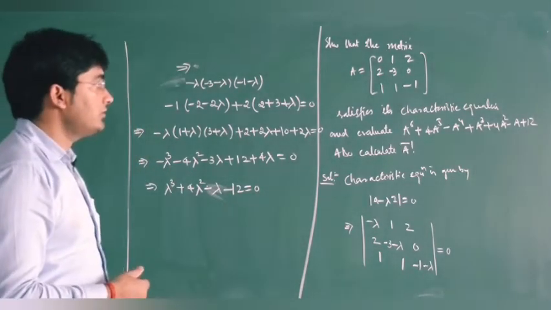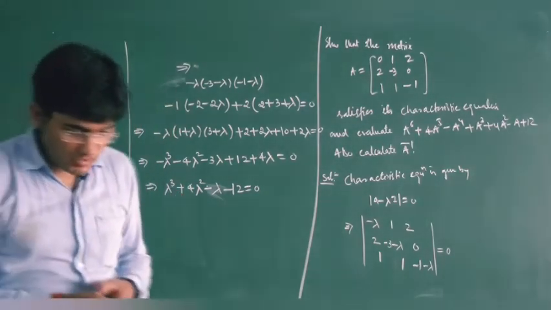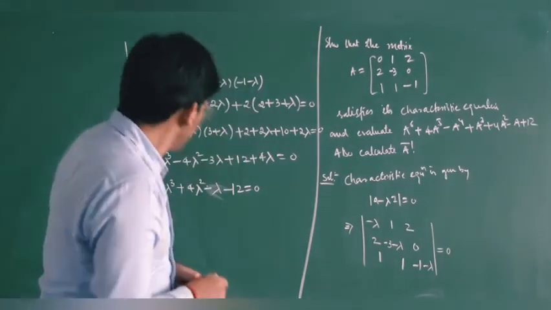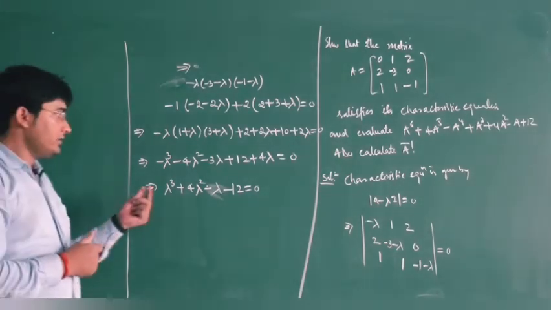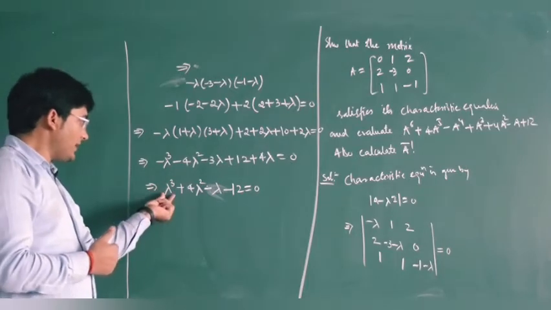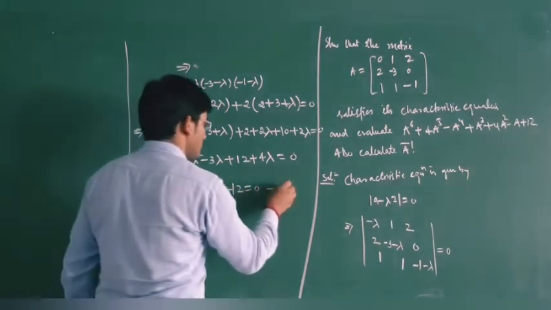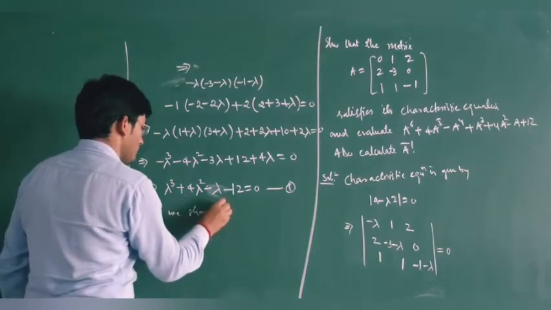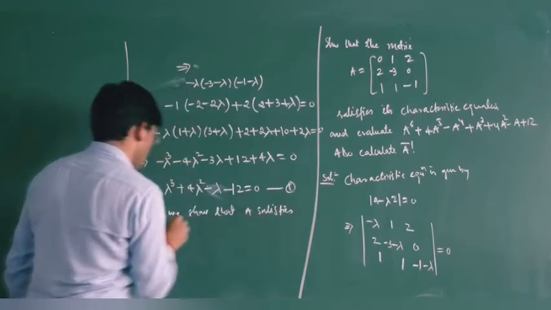So this is your characteristic equation. So this is your lambda cube plus 4 lambda square minus lambda minus 12 equal to 0. Now we will show that the matrix A satisfies this equation. That means if you put lambda equal to A, then this matrix is equal to 0. Now, say this is equation number 1. Now we show that A satisfies equation number 1.